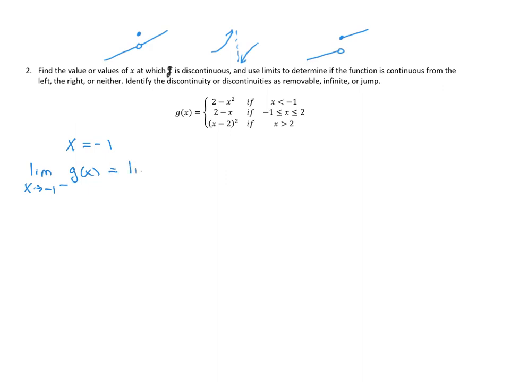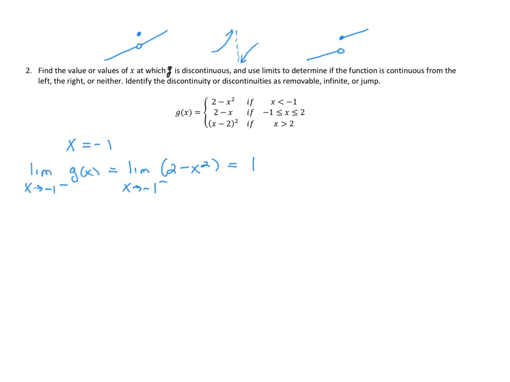That is equal to the limit as x approaches -1 from the left of, and here we're using this part of the function, which is 2 minus x squared. And so to compute the limit, you would put -1 in place of x. You get 2 minus (-1) squared is 2 minus 1, or 1. So here's the limit from the left.